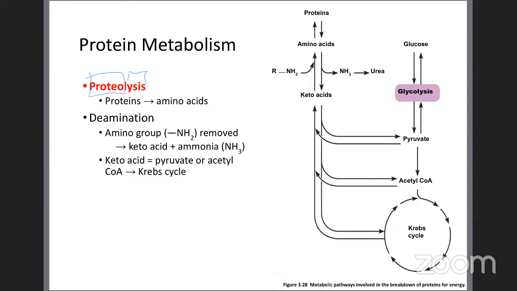We are going to deaminate these amino acids. So we're going to take our amino acid and we're going to remove the amino group. So remember, the amino group was at one end of our amino acid. We had our carboxyl here. Here was the amine group. Something like that. So we're deaminating, removing that. And that's going to leave us with a keto acid and some ammonia. That keto acid is going to give us pyruvate or acetyl-CoA, which is going to go into the Krebs cycle.